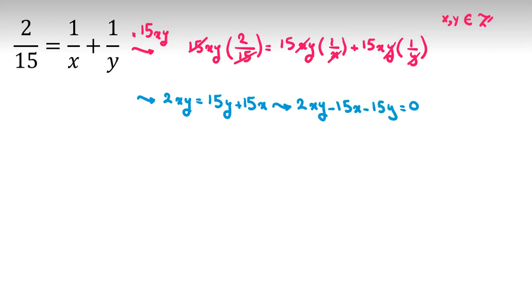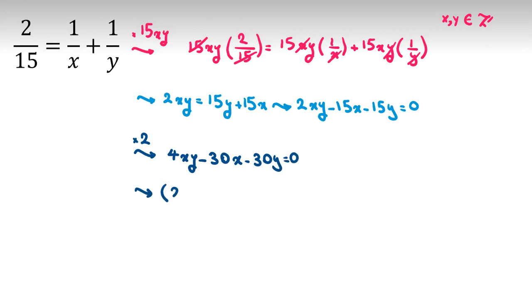So, we have a trick. We call it Simon's Favorite Factoring Trick. And in this part we have a 2. We can use an idea similar to that: when you have a 2, you should multiply both sides by 2. The first thing is this, then it will be 4xy minus 30x minus 30y equals 0.